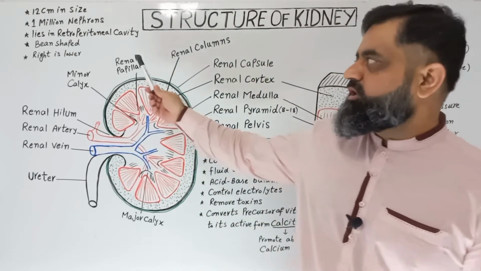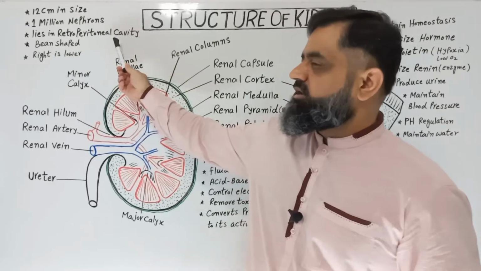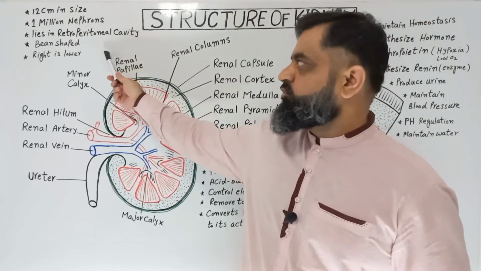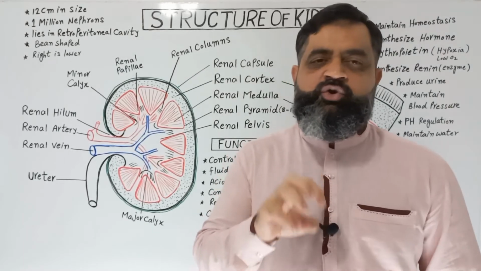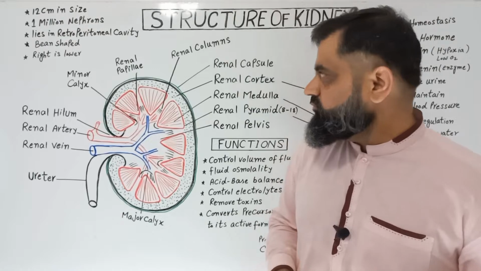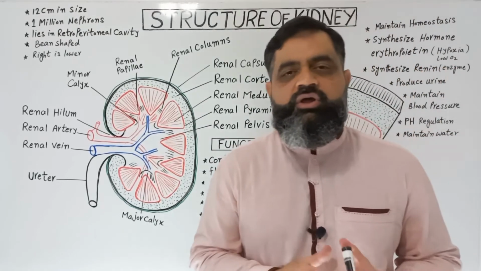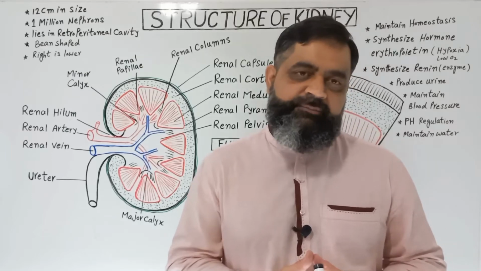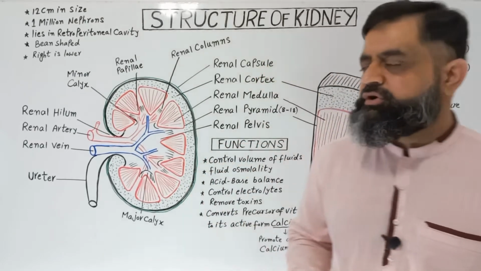Each kidney contains 1 million nephrons, and kidneys lie in the retroperitoneal cavity. They are also bean shaped. The right kidney is a little bit lower than the left kidney due to the presence of the liver. So first of all, we are going to describe the internal structure of the kidney. I have already made a diagram for you.